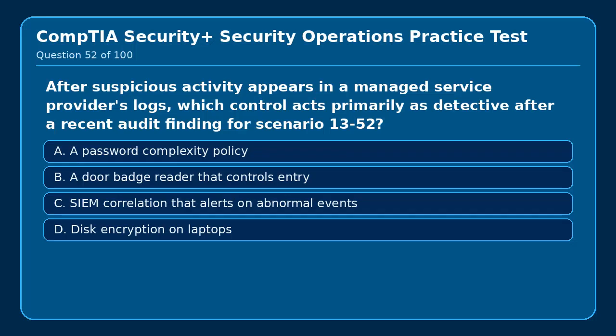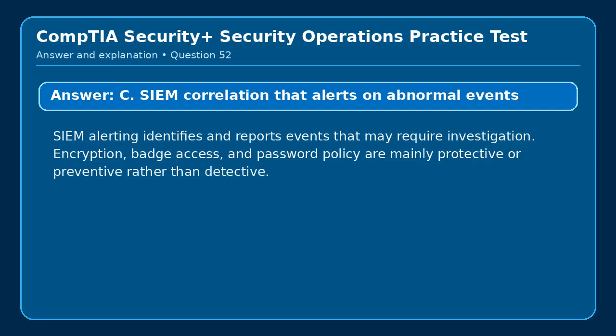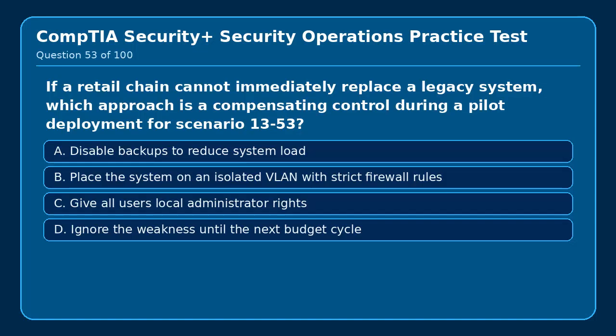Question 54. Which item is a directive control during a city agency security awareness program while documenting the incident ticket for scenario 13 to 54? A. A honeypot collecting attacker behavior. B. A backup server replicating data. C. A written policy requiring users to report suspected phishing. D. An IPS blocking malicious traffic.